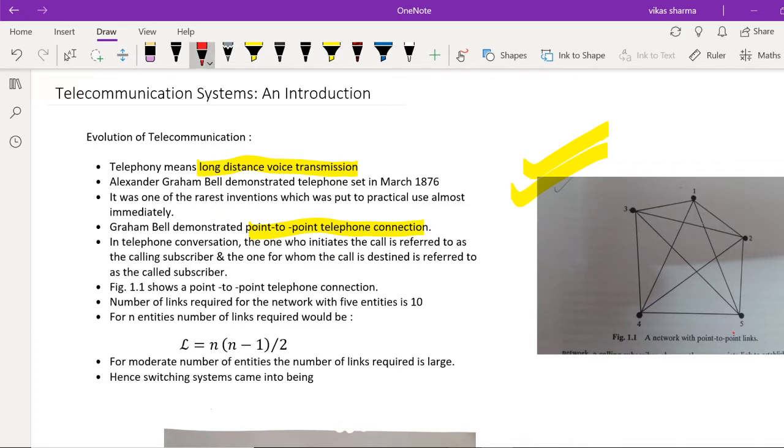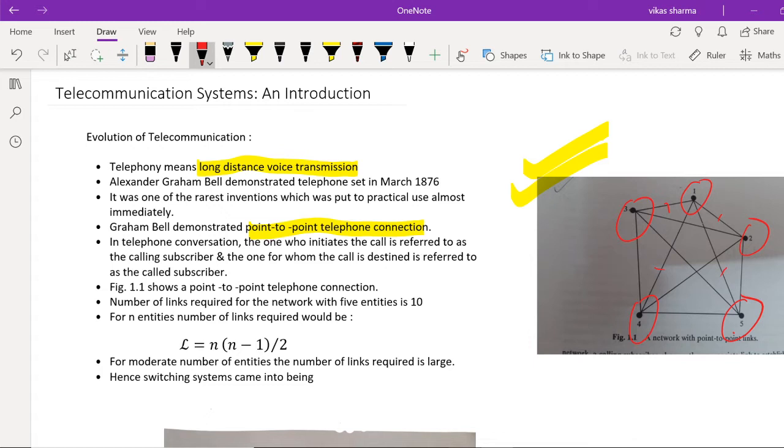In the diagram shown here, there are five entities: entity 1, 2, 3, 4, and 5. Five entities means five people who are connected among themselves. The type of connections here are point to point. That means every subscriber has a unique link or unique connection with any other subscriber in the network. For instance, the first subscriber is connected with the second via this link, with the third via this link, fourth with this, and fifth with this.